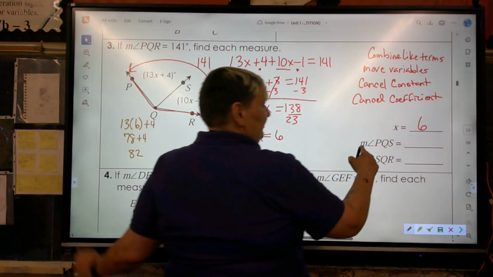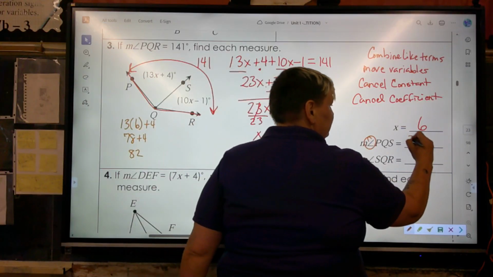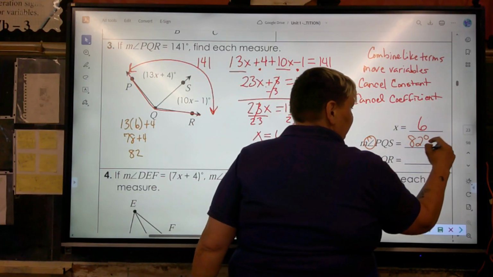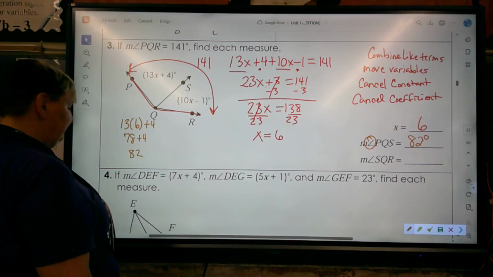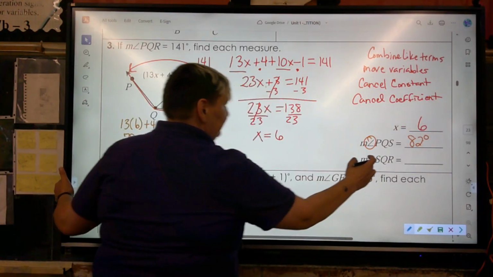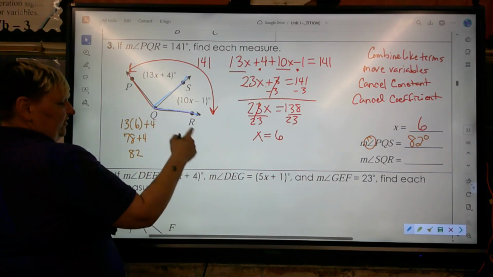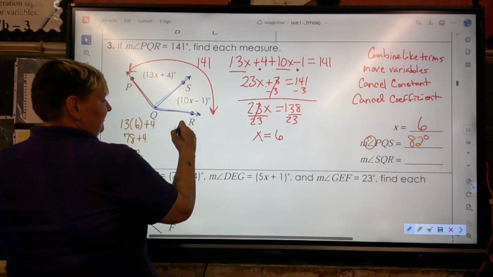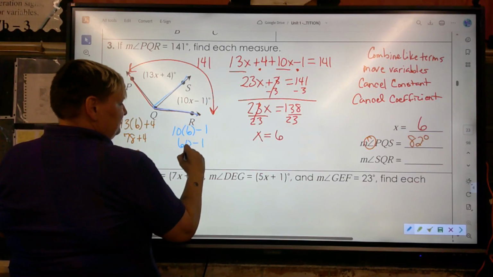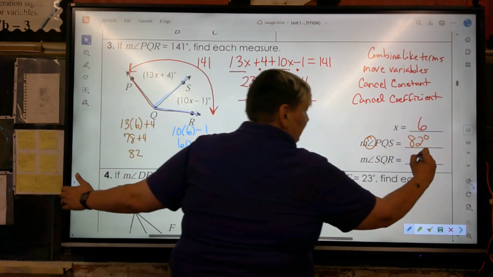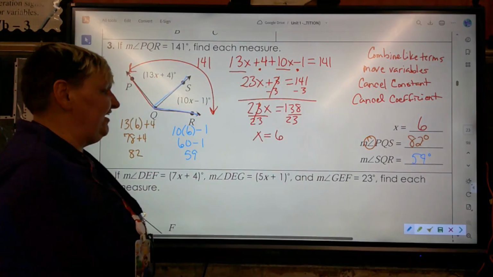Right? Make sure if it's talking about the angle, if it has the angle symbol, make sure you put the little symbol, 82 degrees. Right? Same thing with SQR. SQR is 10x minus 1. We're going to replace x with 6. 10 times 6 minus 1 is 60, minus 1 is 59 degrees. 59 degrees. If you don't put the degree symbol, it's not right.